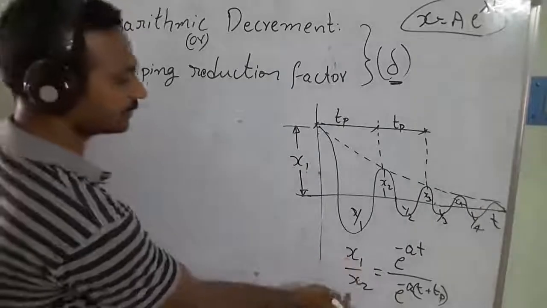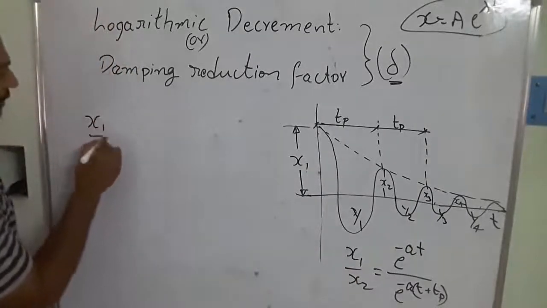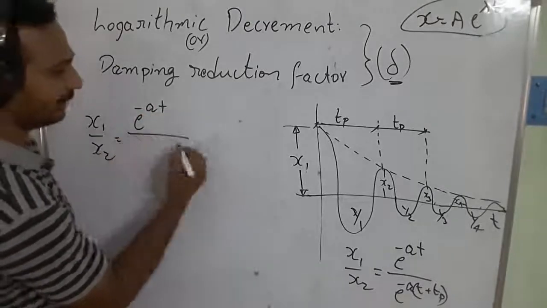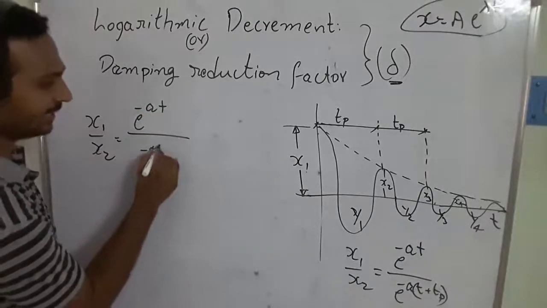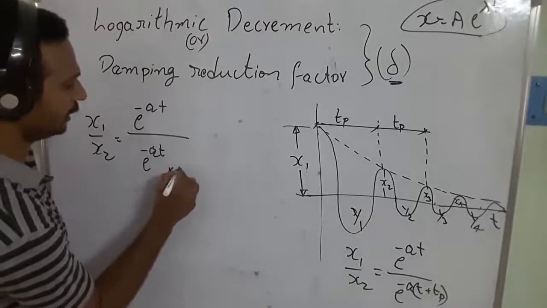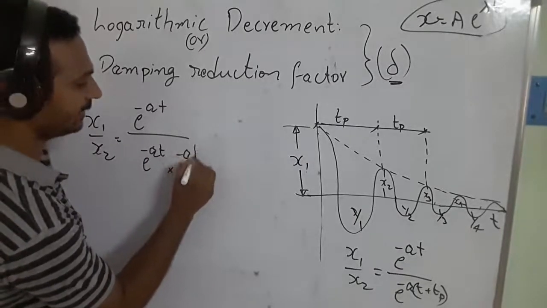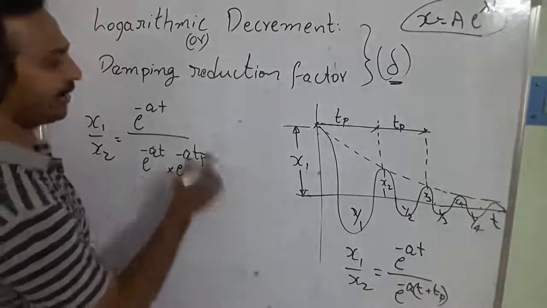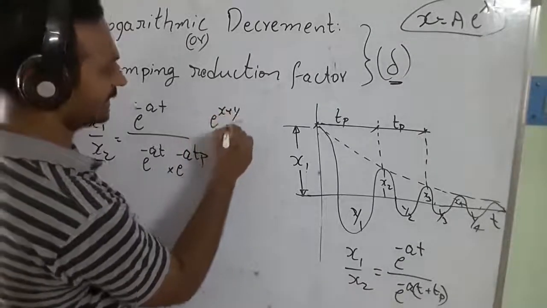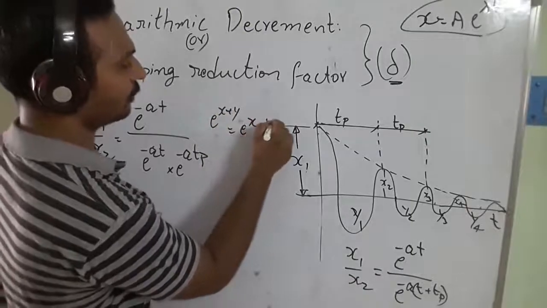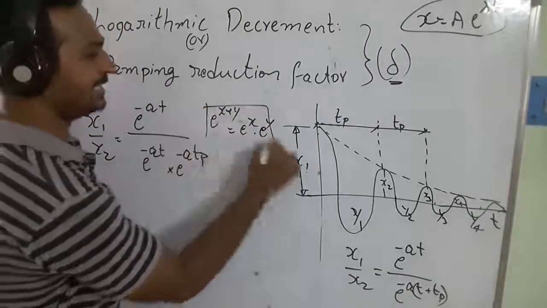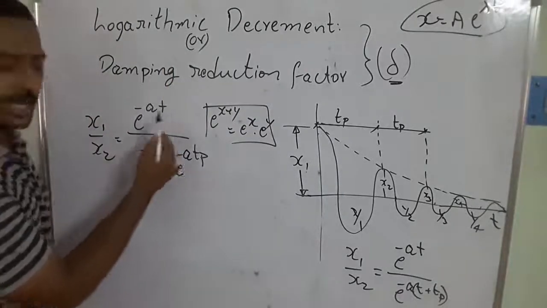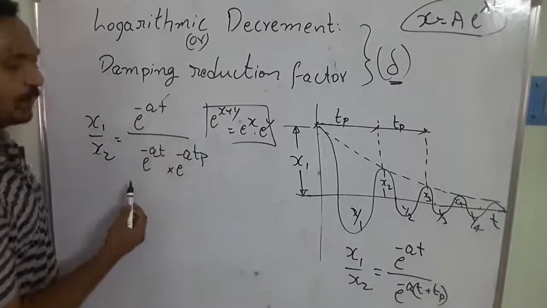In this case, I am taking x1 by x2, which is equal to e to the power of minus at divided by e to the power of minus at into e to the power of minus a tp. So what will happen? This is going to use the identity that e to the power of x plus y is equal to e to the power of x times e to the power of y. I am using this to simplify this part. Then e to the power of at and e to the power of minus at will be cancelled.